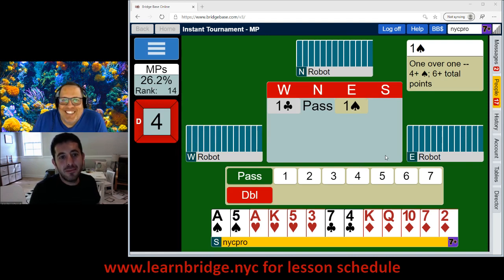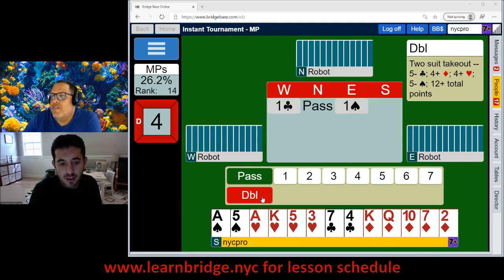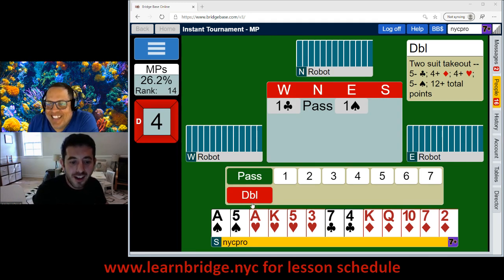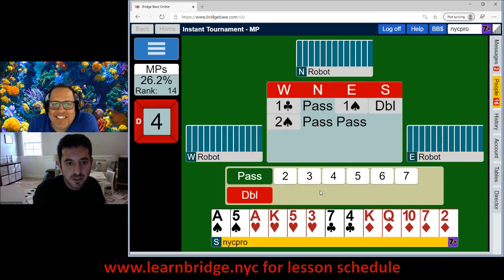We might not have the right shape, but in this case, double promises 4-4 in the unbid suits. What would you do with 5 hearts and 4 diamonds? Good question. It would depend on my hearts. The power double, that's what Rob calls it. Okay. So you could have a power double, but otherwise you're showing 4-4 here. It would depend on how good my heart suit is. The better my heart suit is, the more likely I'm just going to overcall hearts.